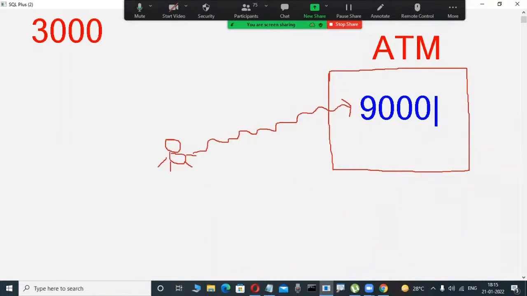Now am I getting 9,000 rupees? No. Here my balance is 3,000, but how can I get it? Okay, so 9,000 rupees is impossible. In this case, it will give a message.